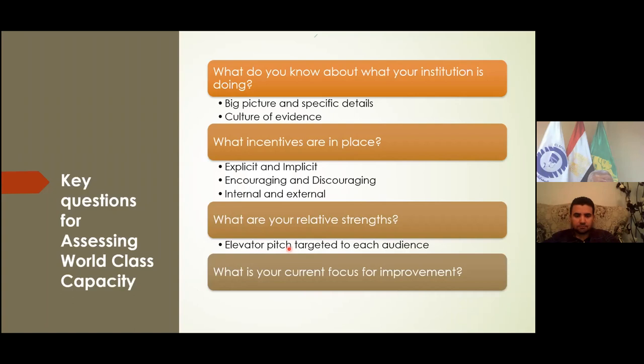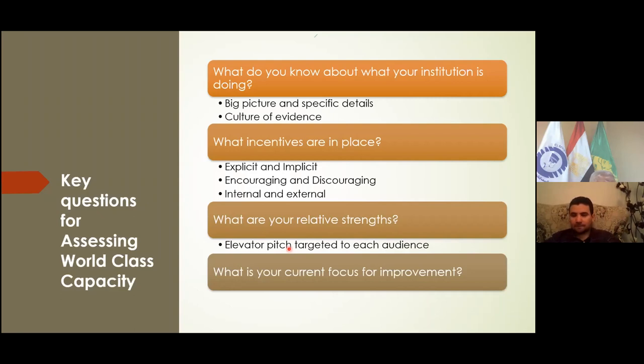Also the question: what incentives are in place? Are they explicit or implicit? We can always run different incentive programs for our researchers, our staff, and our employees, and encourage them to make the rank of our university better, and this should be done in different ways. Some of them can be direct or indirect. Also, do you have encouraging or discouraging programs inside? Is it internal or external?